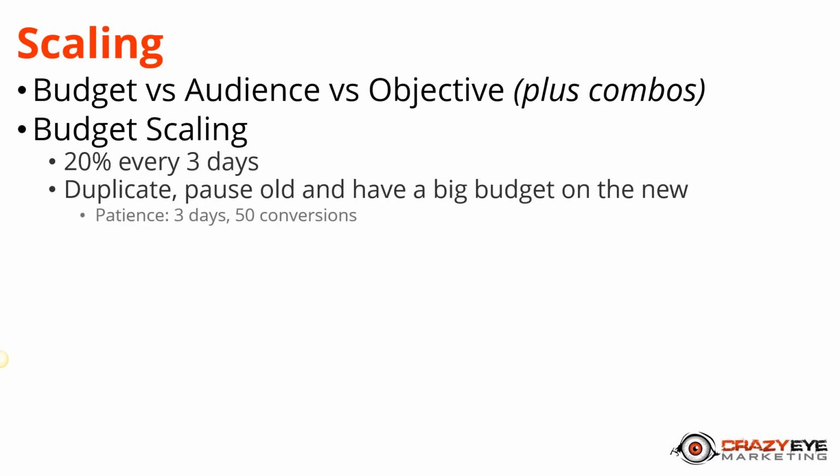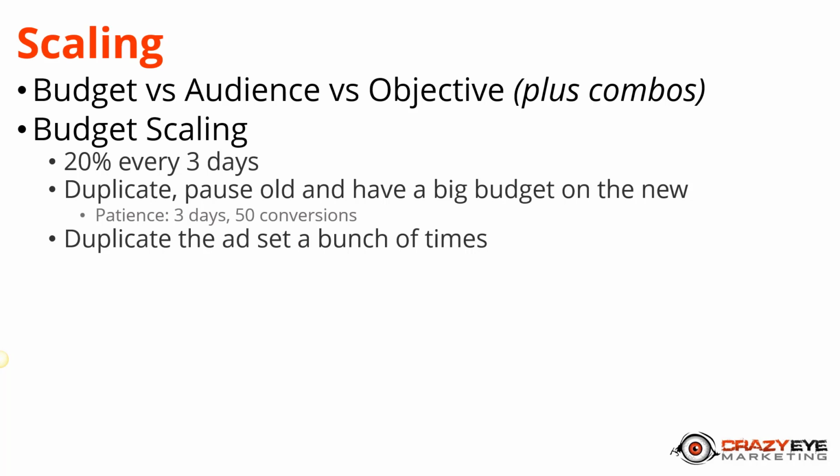Now when you do this, you do need to have some patience because it's not going to just pick up right where you left off. You're going to want to give it at least 3 days at that new budget and hopefully you can get 50 conversions in those 3 days so Facebook's algorithm can kind of take over your ad set and adjust things and start really honing in and getting you the best results. So if you're scaling your budget this way, don't freak out when your new ad set doesn't work right out of the gate. You need to have some patience and give it those 3 days and 50 conversions.